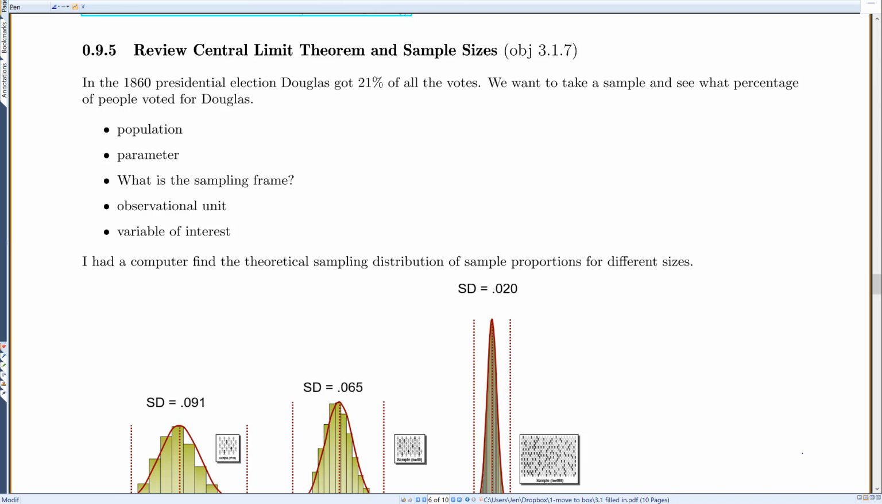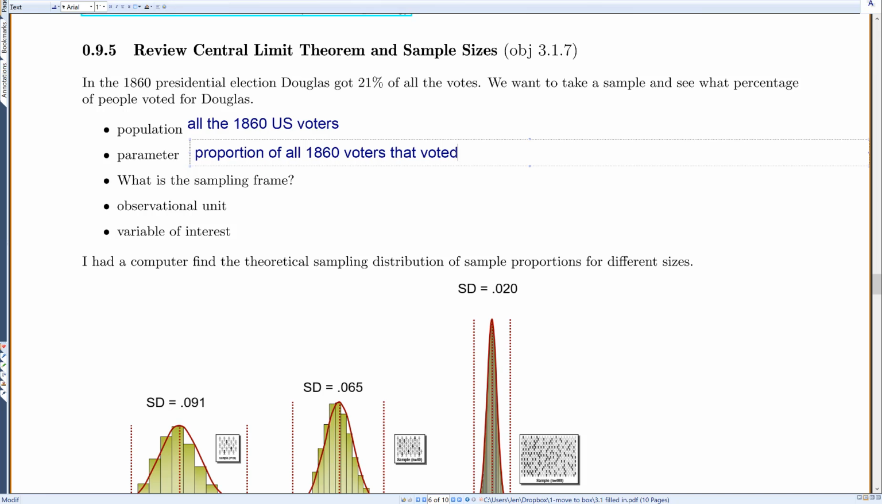So let's see, what is the population? The population was all the 1860 US voters. The parameter would be the proportion of all 1860 voters that voted for Douglas. And in this case, do we actually know what that value is? We usually don't know the value, but in this case, because it was a historical election, we can tell you it was exactly 0.21. That was our population proportion.